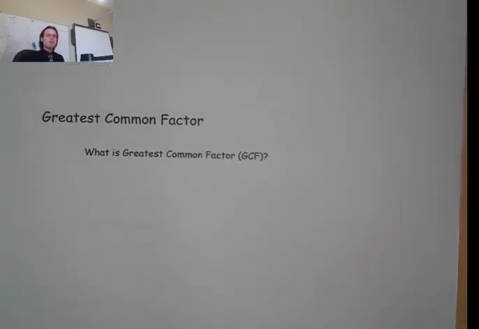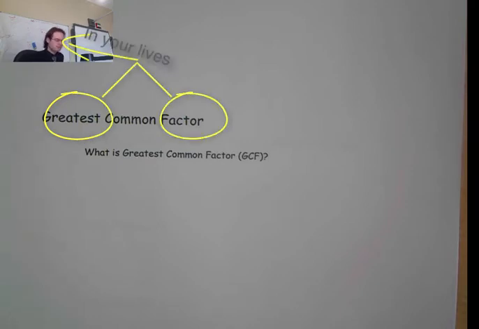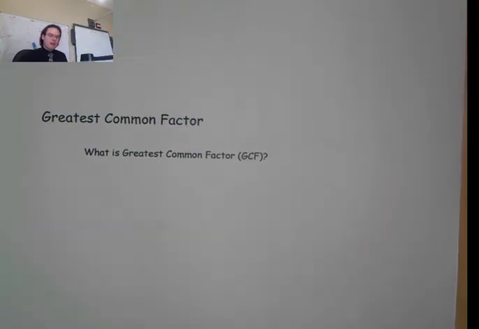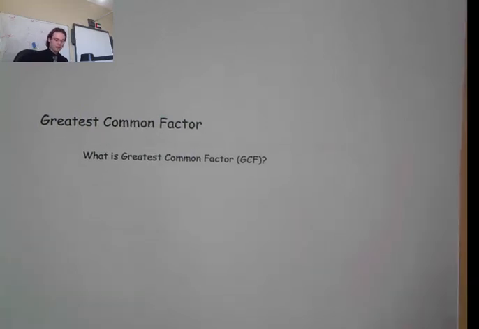Now, can we remember what the greatest common factor is? Greatest common factor. Well, factor means it divides something. Greatest is the biggest. And then common means it has to be the same. So it is the biggest number that divides two numbers. That's our greatest common factor.